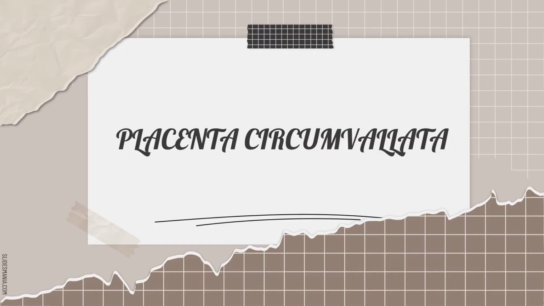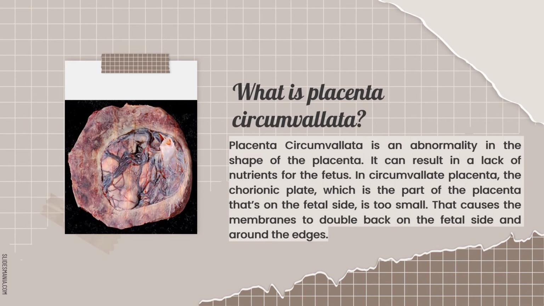The next topic is all about placenta circumvallata. So what is placenta circumvallata? Placenta circumvallata is an abnormality in the shape of the placenta. It can result in a lack of nutrients for the fetus. In circumvallate placenta, the chorionic plate, which is the part of the placenta on the fetal side, is too small. That causes the membranes to double back on the fetal side and around the edges.